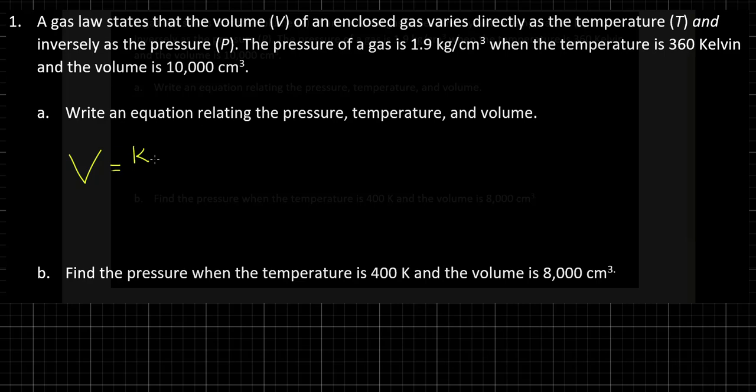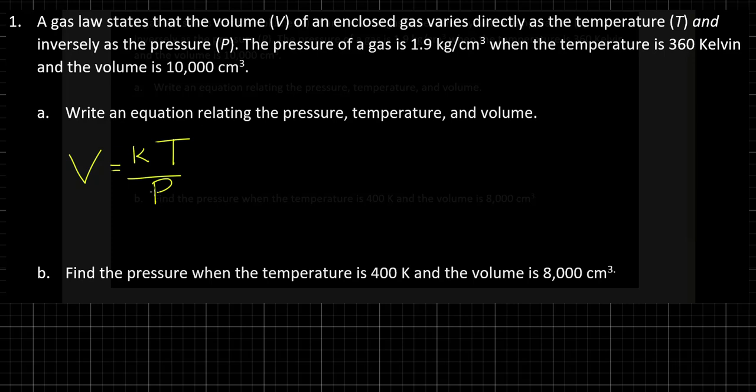What's K? The constant of variation that we're dealing with. Cool. Times, so let's see, directly is temperature, KT, over P. Everybody cool with that? Now, that's where we stopped yesterday, I believe.